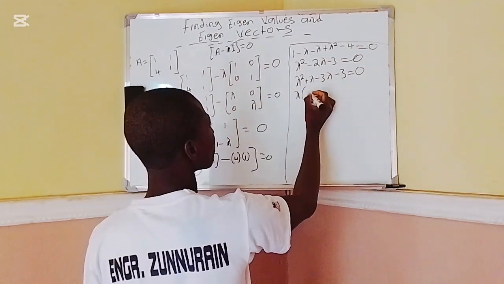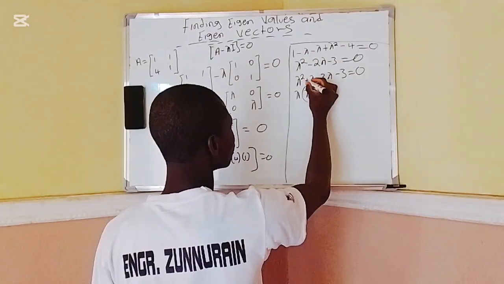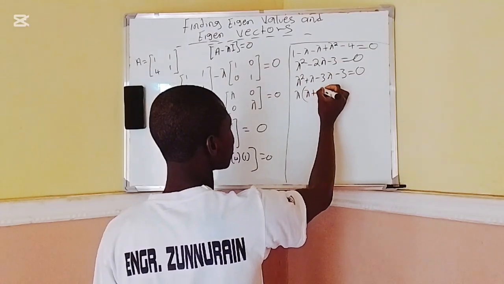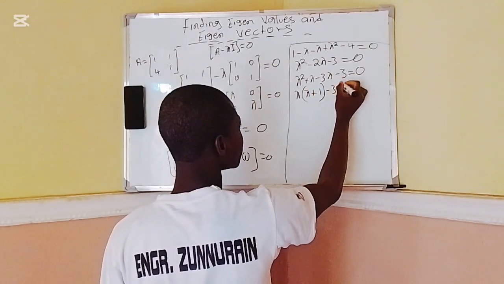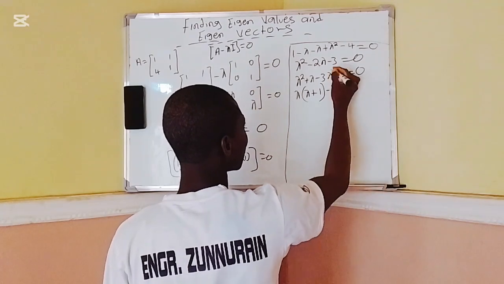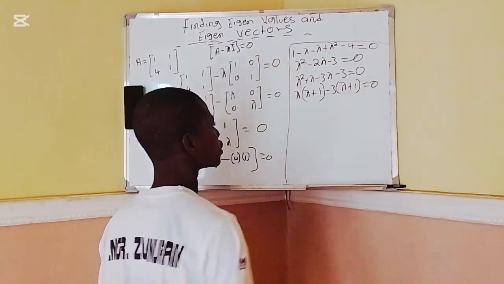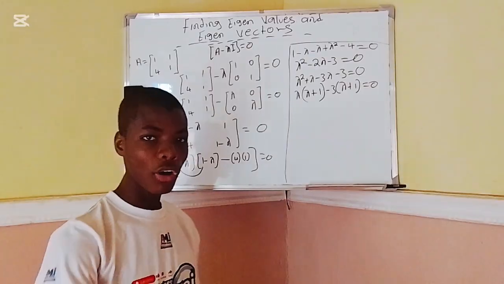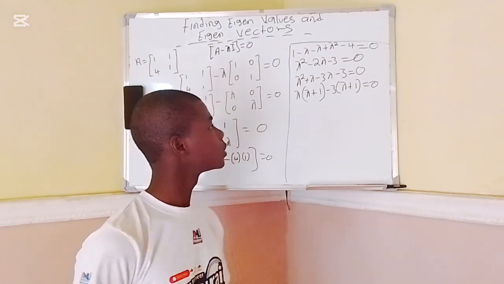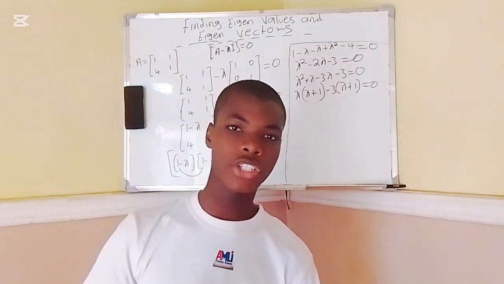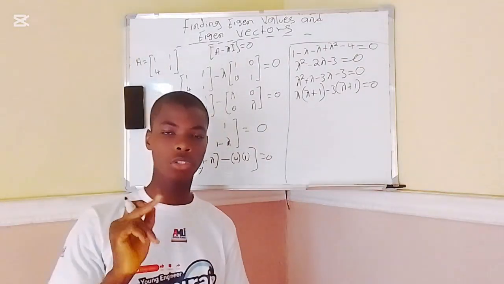Lambda into what? Lambda, and therefore plus what? Plus 1, minus what? 3 into what? Lambda. Lambda plus 1 will be equal to 0. Yes, you all know the quadratic equation. If you need more on quadratic equations, get back to my videos or check the description of this video.